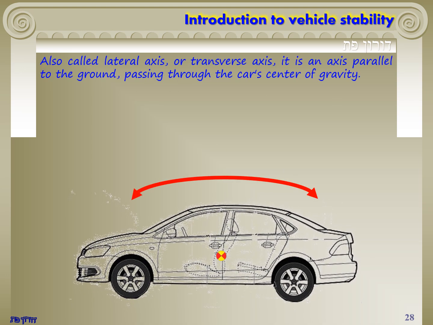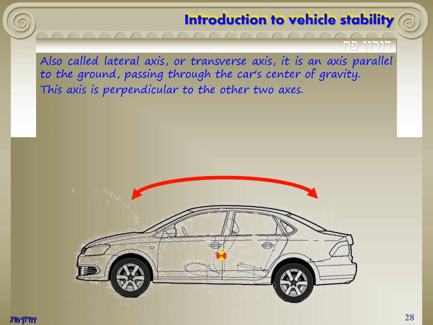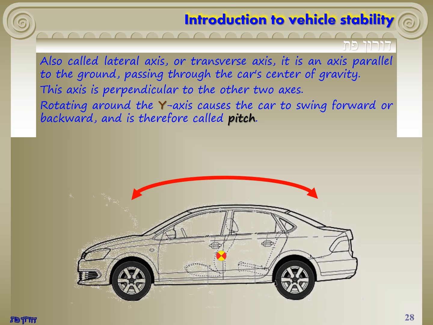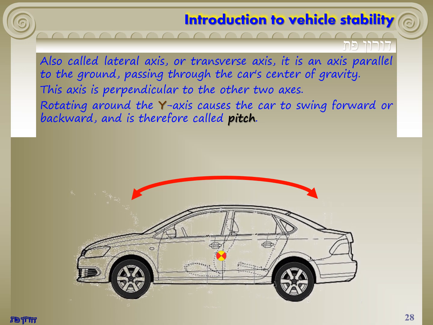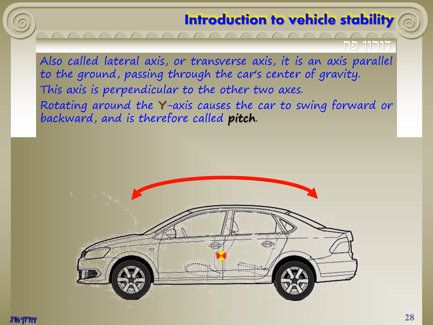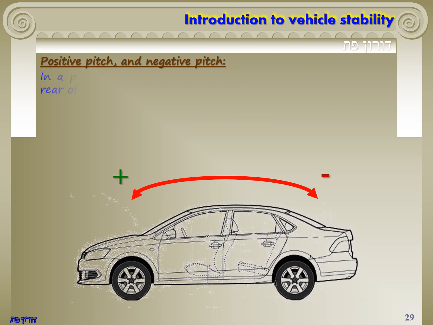Also called lateral axis, or transverse axis, it is an axis parallel to the ground, passing through the car's center of gravity. This axis is perpendicular to the other two axes. Rotating around the y-axis causes the car to swing forward or backward, and is therefore called pitch. Positive pitch and negative pitch.